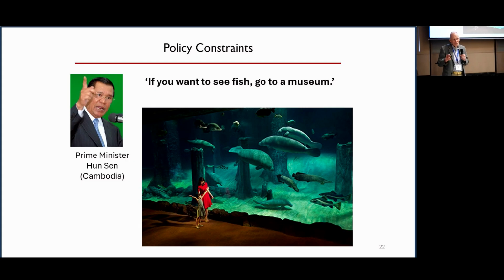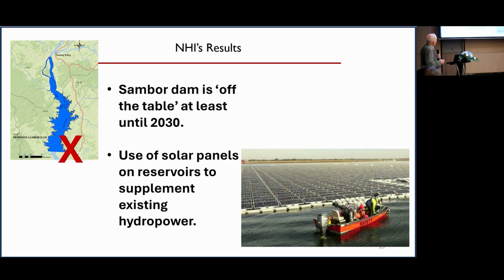Now, there was opposition to some extent. You can't do anything anywhere without somebody arguing against it. This is the minister of Cambodia arguing that he wanted Samber. And he was telling people that if they needed energy and they want to block that dam, he'll give them torches, light them for them, and they could go around in torches for the energy they need. And if they're worried about fish, they can go to a museum and look at fish. And so that's what he did.